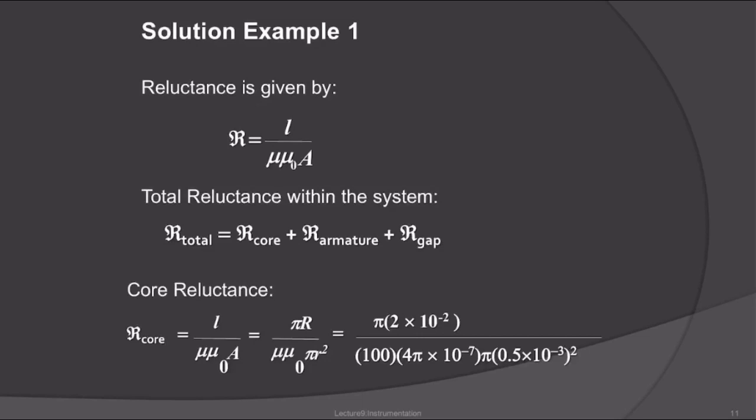However, reluctance value is different in different objects. Here, for example, in this system, we have three components that contribute to the total reluctance. The components are core, armature, and gap. Using the reluctance equation, we'll be able to calculate the reluctance for each component. The first one is reluctance for core. To calculate the reluctance of core, we need to determine the length of the flux flow in the core and also the area of the flux flow in the core. While mu and mu naught depend on the material used as the core.